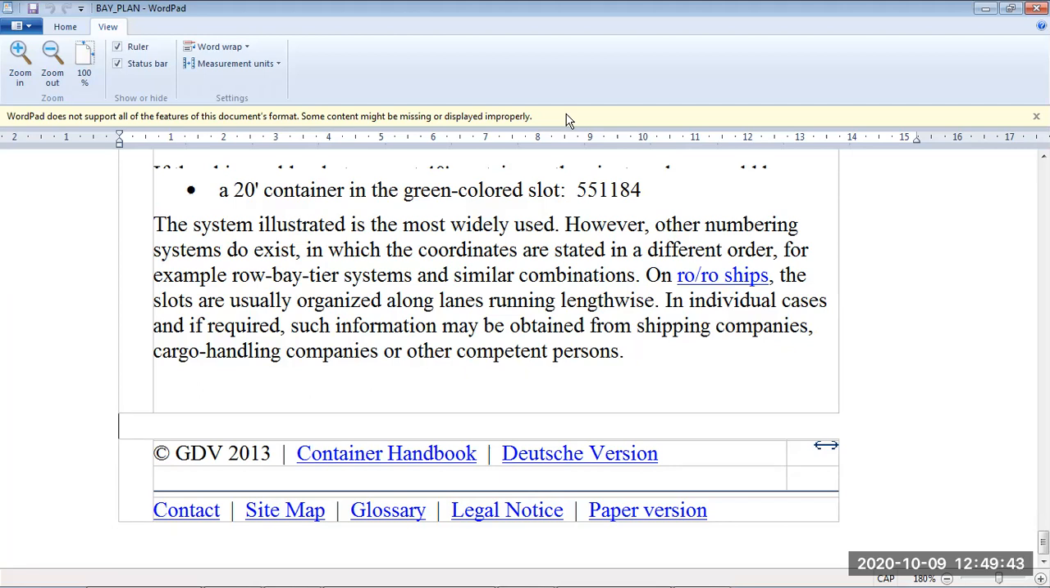what are the points we need to consider while making a container plan and storage plan on the container.